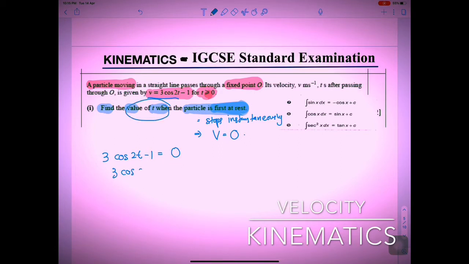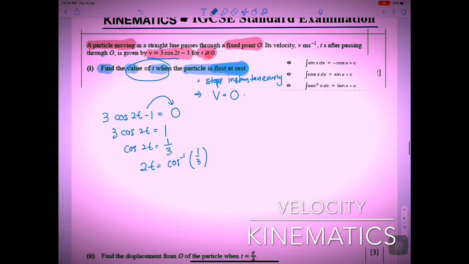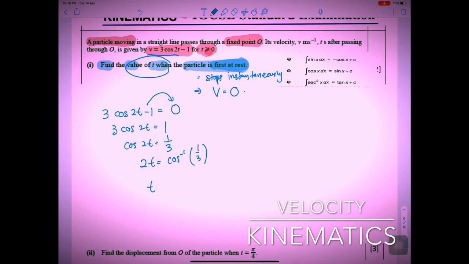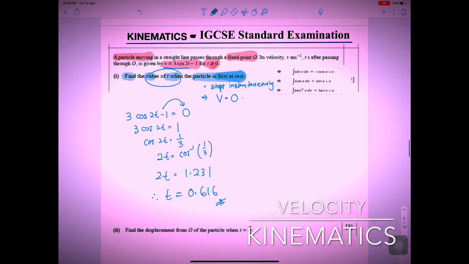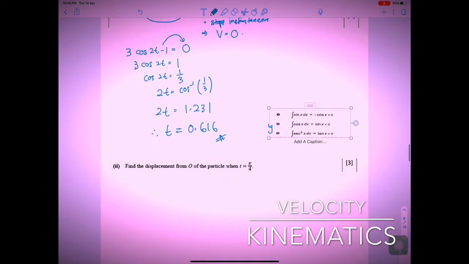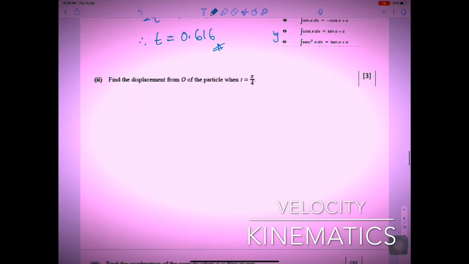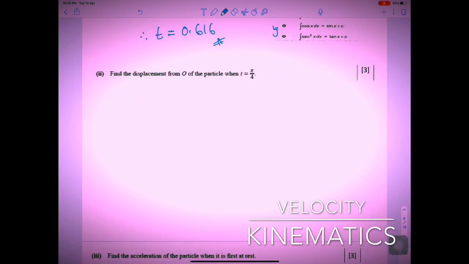3 cos 2t equals 1. We bring it to the right, cos 2t equals 1 over 3. And you get 2t equals cos inverse of 1 over 3, which is 1.231. Therefore t equals 0.616 by using the calculator. So again, if you need this information, keep it for later.